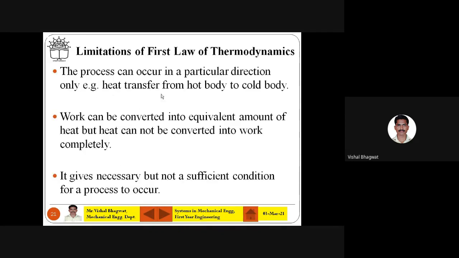Based on these limitations, you have the second law of thermodynamics. These limitations tell you, one, there is a direction problem. It is mentioned that heat transfers from hot body to cold body. But the second law says that it is also possible to transfer heat from a cold body to a hot body, but you should have some external energy source. Then work can be converted into an equivalent amount of heat and vice versa.